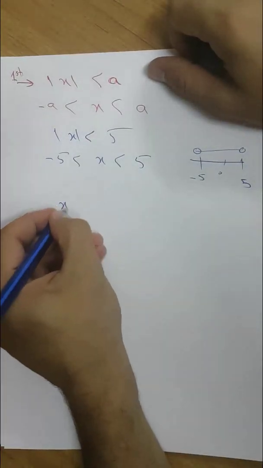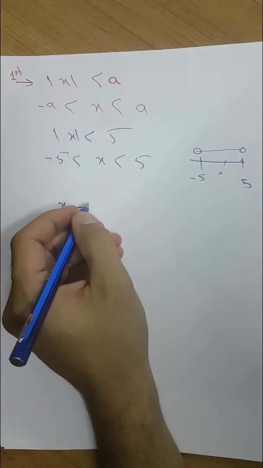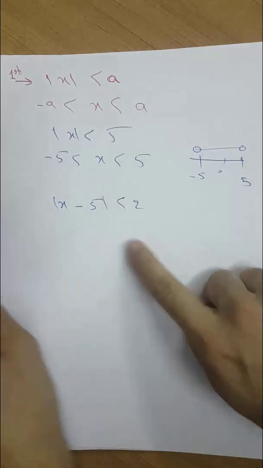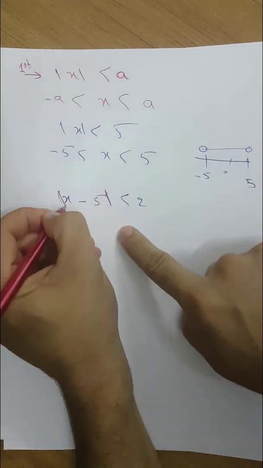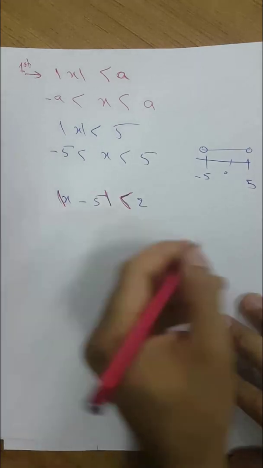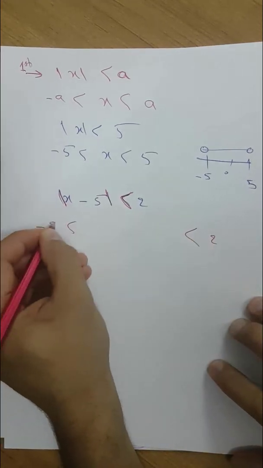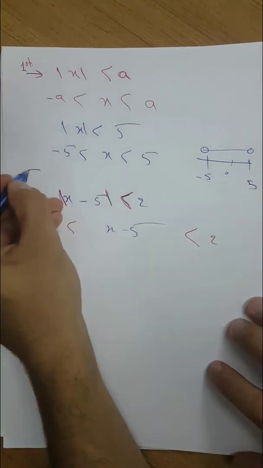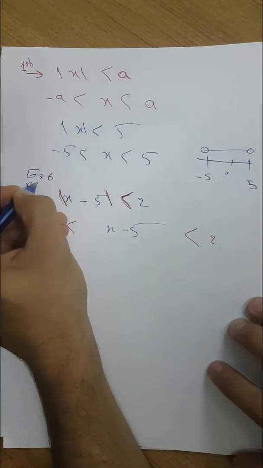How about another example, absolute value of x minus 5 less than 2. Directly I say this is absolute value and this is less than. So the first rule says that between 2 and minus 2. What's between 2 and minus 2? X minus 5. Okay, dear. This is your example number 6 in your page 48.